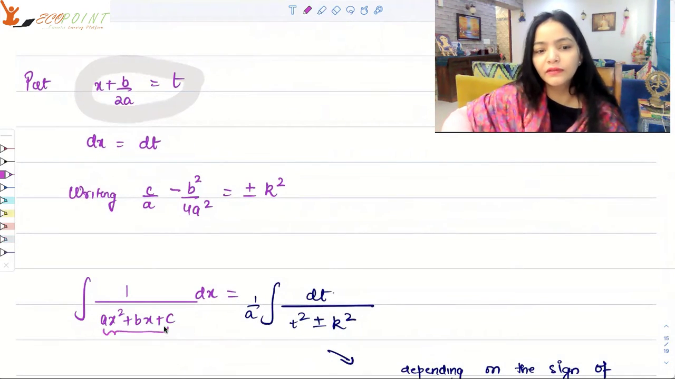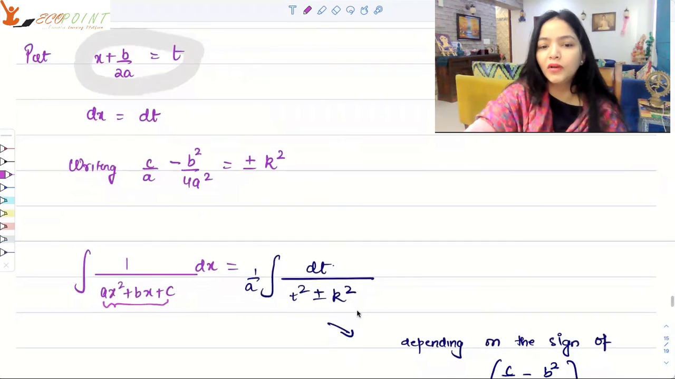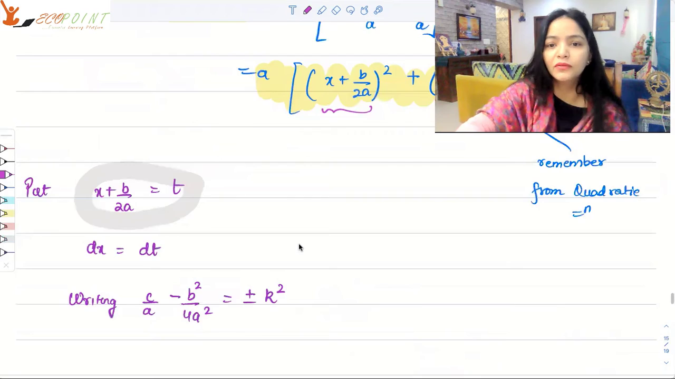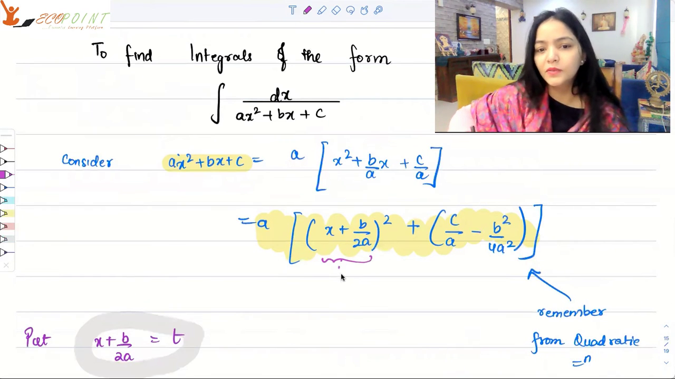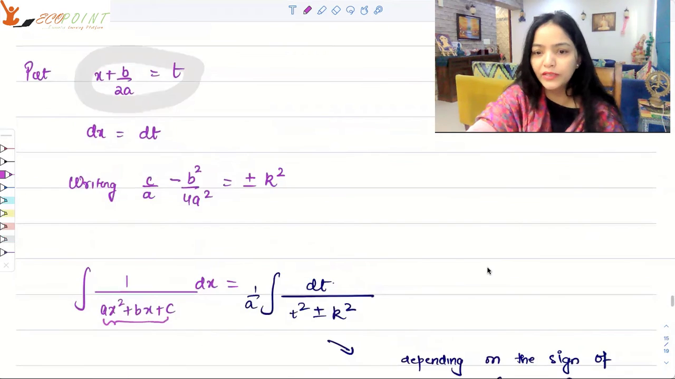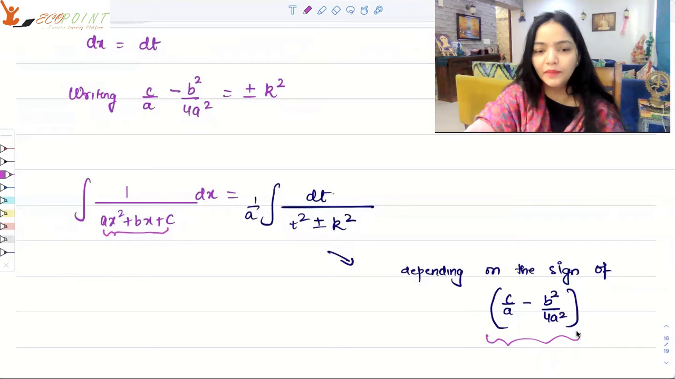This expression will look like 1 upon a common, and with that you have dt upon t square plus minus k square. Now, dt upon t square was this expression. Now this expression becomes t square, and let this be some plus minus k square. It will depend on the sign of 4ac minus b square upon 4a square. The sign will be dependent on this, okay?